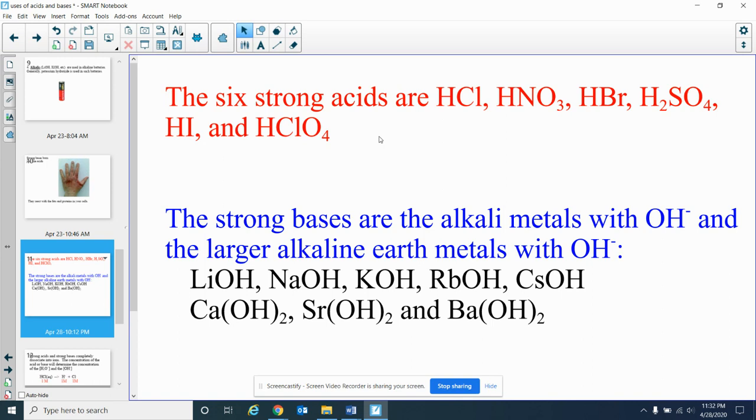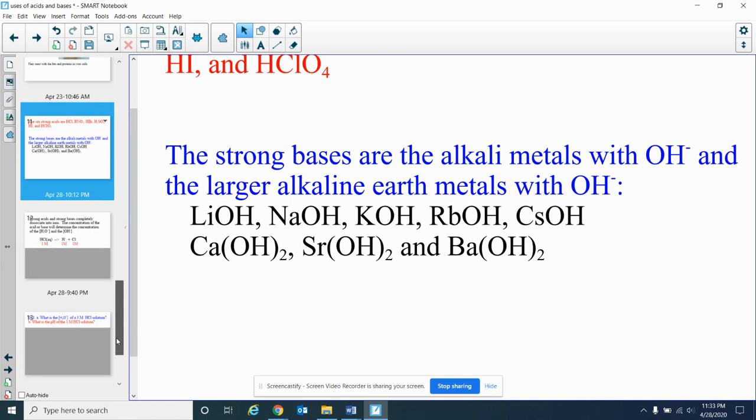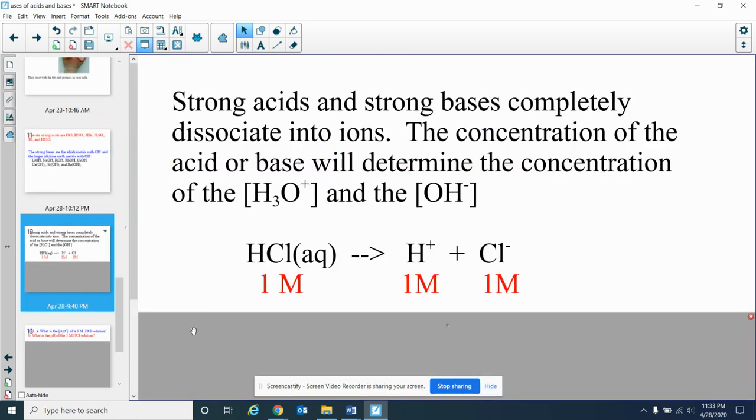And those would be the alkali metals with OH minus. So that's LiOH, NaOH, KOH, RbOH, and CsOH. And the larger alkaline earth metals with hydroxide: Ca(OH)2, Sr(OH)2, Ba(OH)2. Those need the 2 OHs because they're all +2. So those are your strong bases, and those are your strong acids. And strong acids and bases completely dissociate into ions in water.